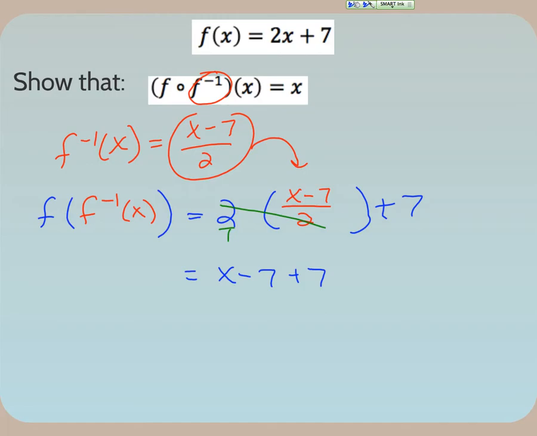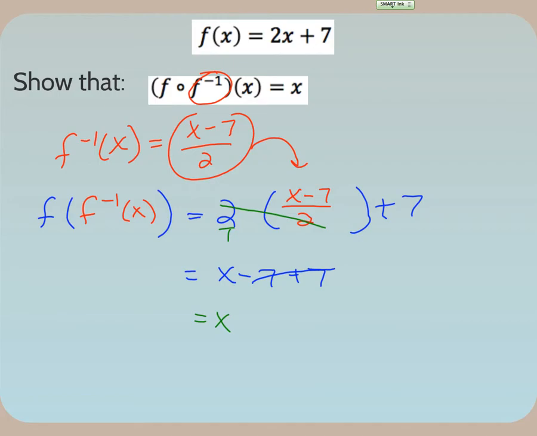What happens with our minus 7 and our plus 7? Those cancel out. And I end up with just x. Like the colors don't work out, but that's okay. So, again, some of you guys might be like, oh, it's whatever, but make sure you show those steps because this is a show that problem.